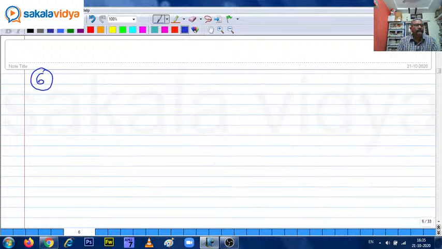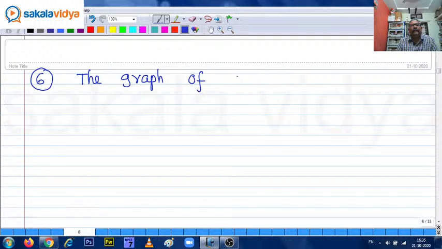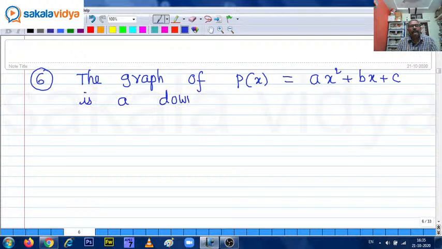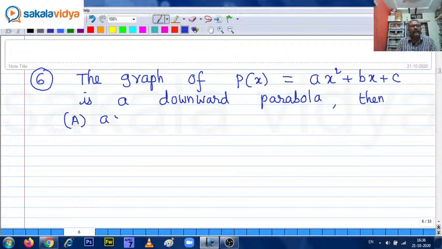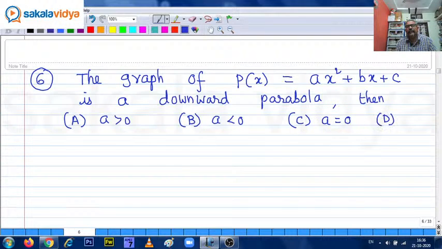Next, sixth question. The graph of P of x equals ax square plus bx plus c is a downward parabola. Then option A, a greater than 0. Option B, a less than 0. Option C, a is equal to 0. Option D, none.